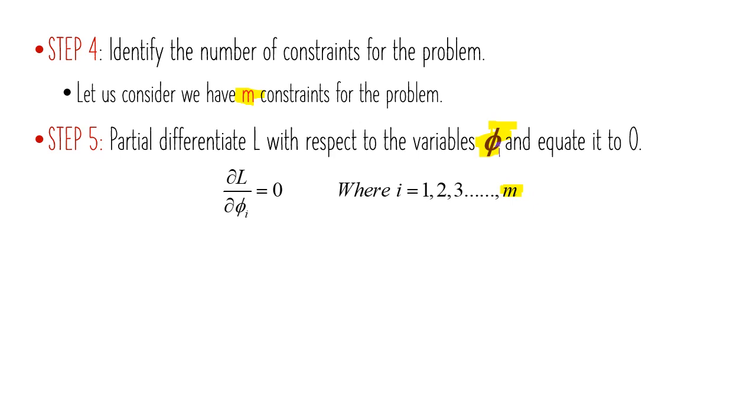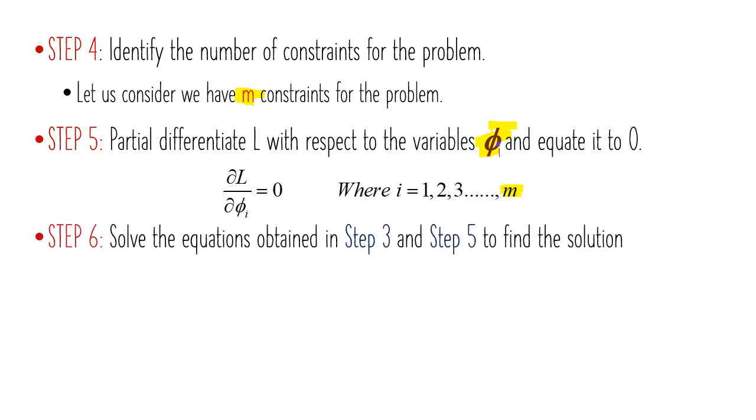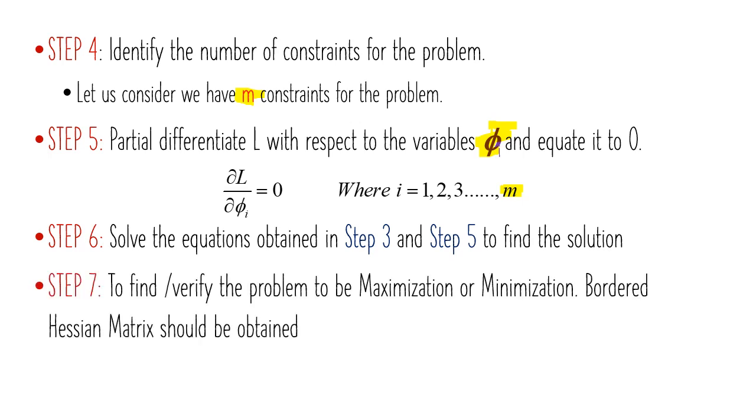Which means if we have 2 constraints, I am going to partially differentiate as dou L by dou phi 1 and dou L by dou phi 2, and I am going to equate that to 0. Next, step 6. We are going to solve the equations we obtained in step 3 and step 5, and identify the solution for that problem. That is what we are going to do in step 6.